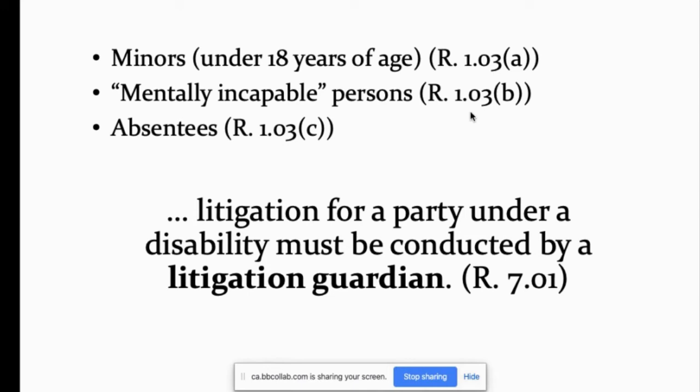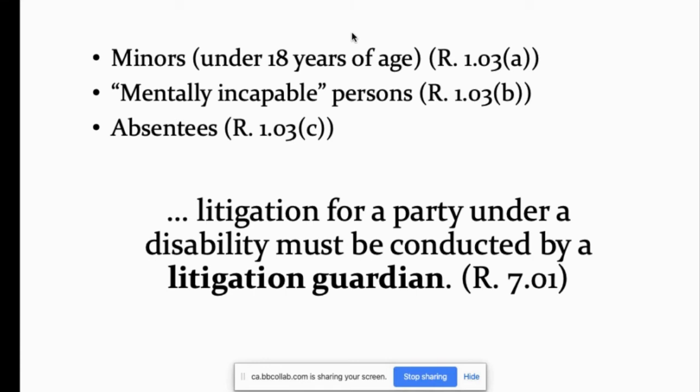Okay, so you need a litigation guardian. Any action, any litigation has to be conducted by a litigation guardian. So what is a litigation guardian? A litigation guardian is a person who is not under a disability, which is to say a litigation guardian has to be a mentally competent, non-absentee adult who is going to act in litigation on behalf of someone who is under a disability. Very often a litigation guardian will be a close relative.